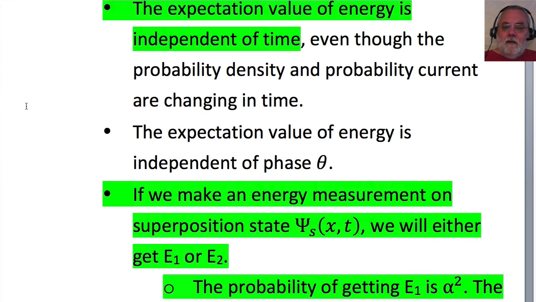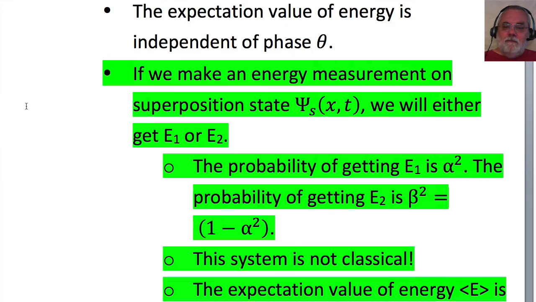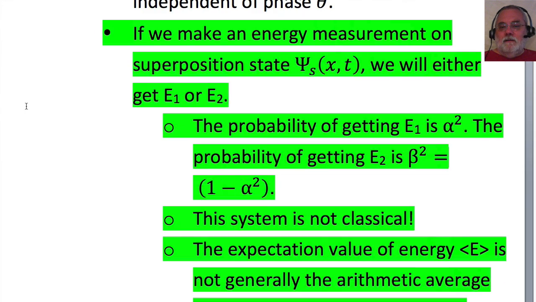Now, the expectation value is not E sub 1 and it is not E sub 2, it's in between E sub 1 and E sub 2. Well, what does this mean? What if we make a measurement of energy? Are we going to get the expectation value, or what are we going to get? This is an unusual aspect of quantum mechanics.